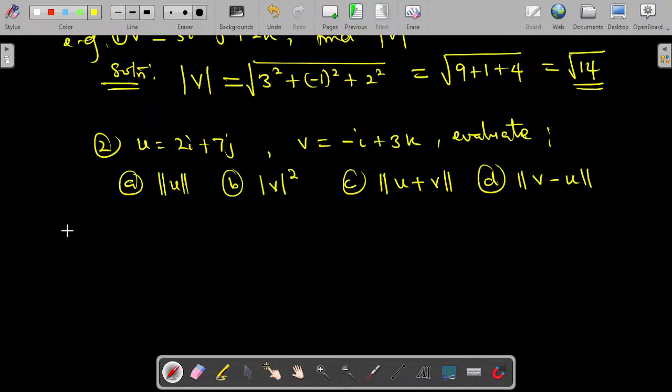Okay, so these are the kind of examples or questions you should expect even in exam. All right, so we will not just come and ask you to find only magnitude of U. It does not make sense. We will try to add one or two to it.